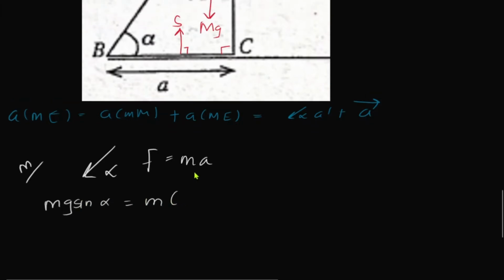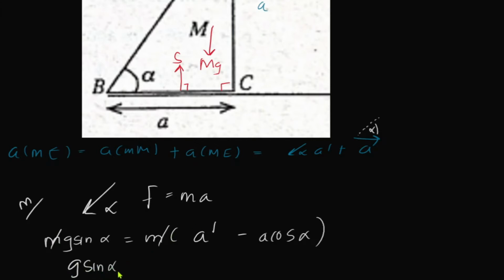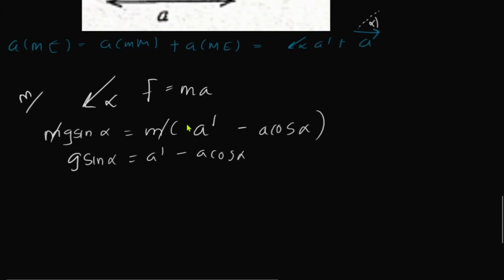What is the mass? Small m. What is the acceleration of the particle relative to earth along the plane? Along the plane, acceleration A dash is there, and if you consider this is alpha, A cos alpha is in the upward direction, so it is minus A cos alpha. If you see, guys, m to m cancels out. g sine alpha is equal to A dash minus A cos alpha. So from here what we need to find is A.